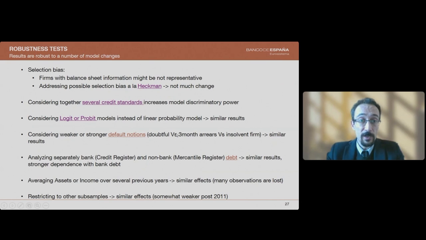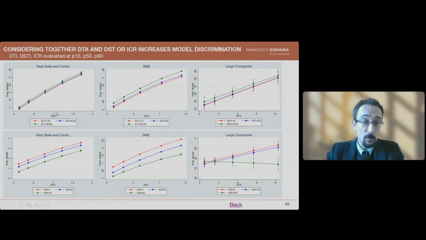We have also explored including together several credit standards at the same time in the model. And we find that if we include debt to assets and also debt to income, the gain in the model is very limited. But if we include debt to assets together with interest coverage ratio, the gain can be substantial. So here the different lines correspond to different values of the interest coverage ratio. And we see that for the same debt to assets ratio, having a larger interest coverage ratio is linked to lower, clearly lower default prediction.